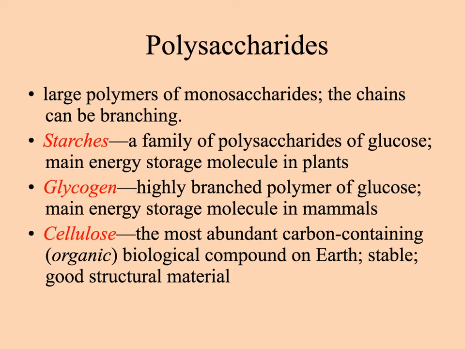If you have many sugars bonded together, that is a polysaccharide. So they are huge polymers of monosaccharides, and they can actually form chains, which I'll show you what that means. There's really 4 categories. You have starches, glycogen, cellulose, and chitin is a 4th one.